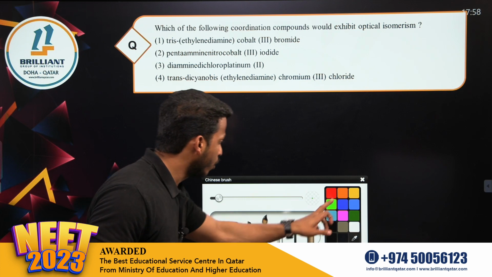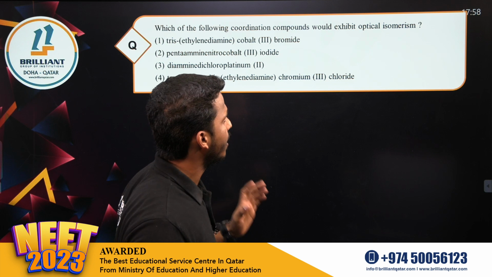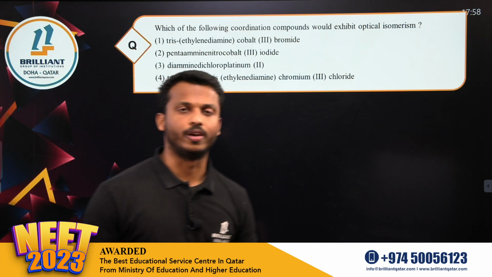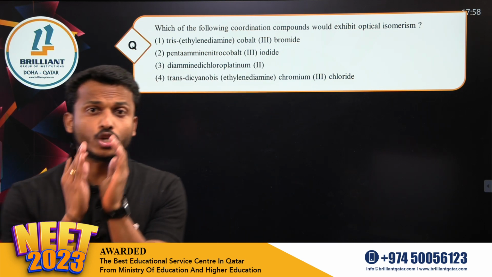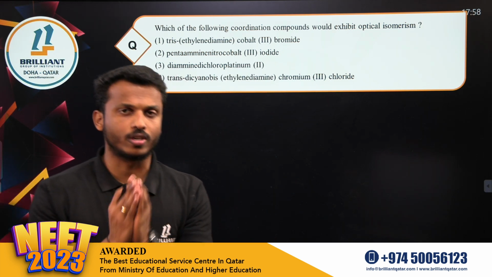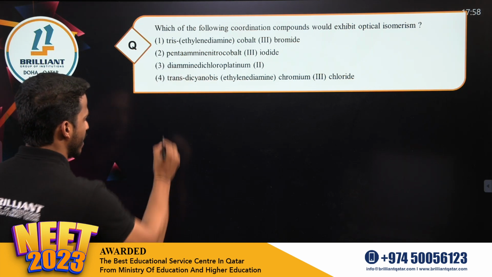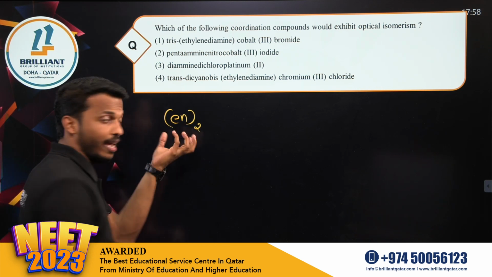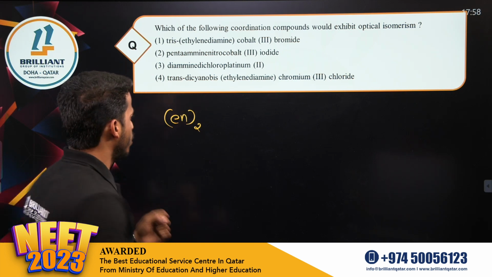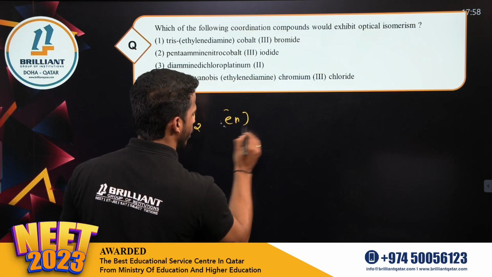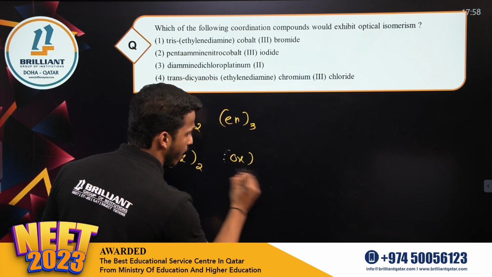Next question, dear all, question number 2. Which of the following coordination compounds would exhibit optical isomerism? Be very careful. In order to show optical isomerism, let us discuss a simple trick. The complex should contain at least 2 or 3 identical bidentate ligands. For example, en twice. Ethane-1,2-diamine is a bidentate ligand, so en twice or en thrice should be there, and ox twice or oxalate thrice.